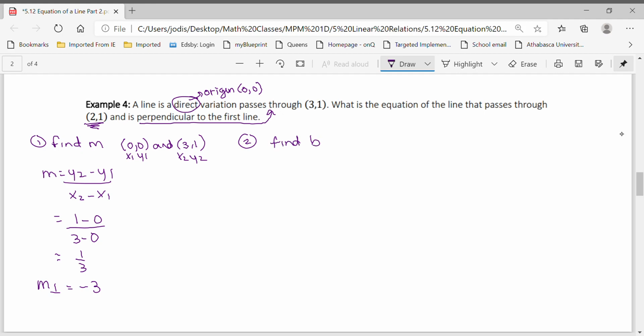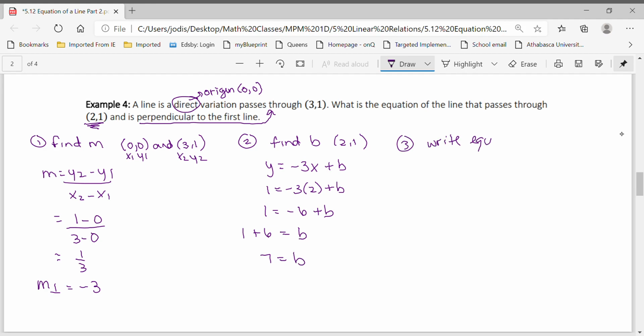So we need to find b. So y equals, well, we said our perpendicular slope was -3, and we need this point, this 2, 1, is going to be our point that we're using here. So 1 equals -3 times 2 plus b, so -3 times 2 is -6, 1 plus 6, so b is 7. And then last we need to write our equation. So y equals, our perpendicular slope was -3, don't forget your x, and then our y-intercept is 7.